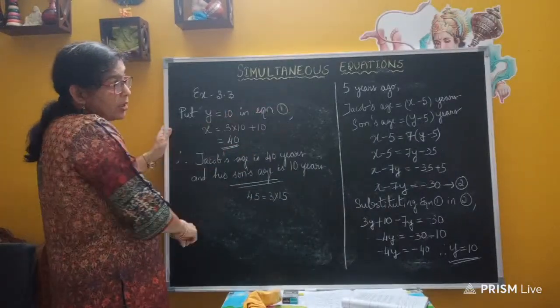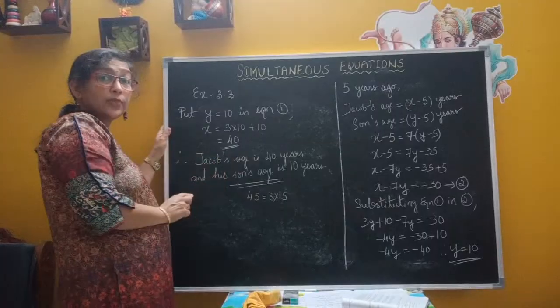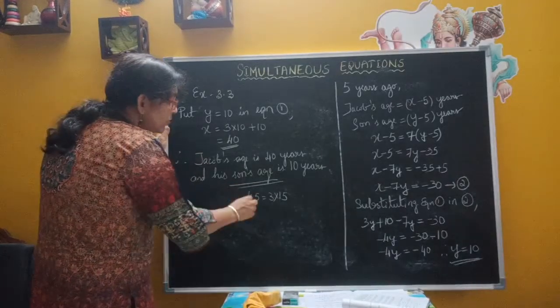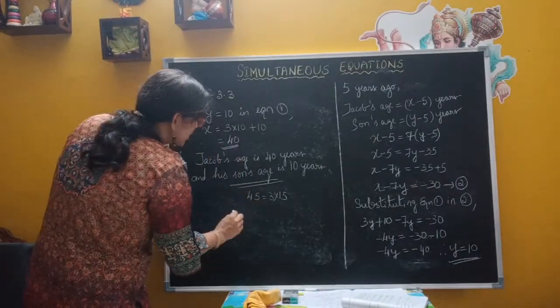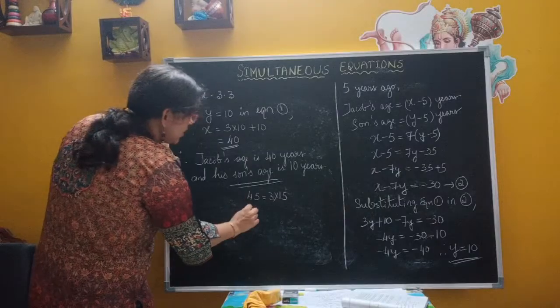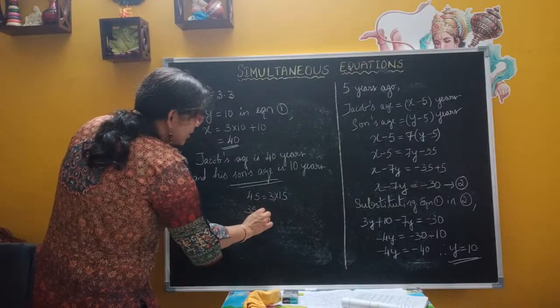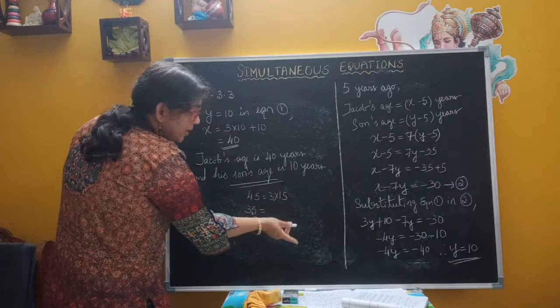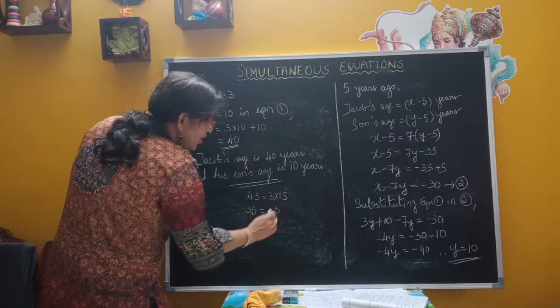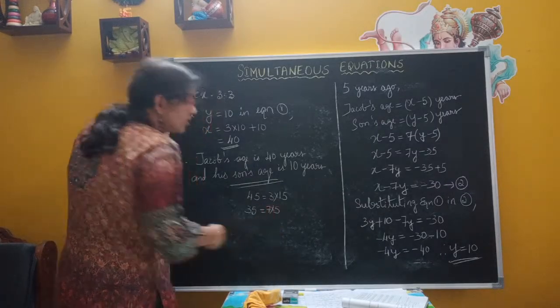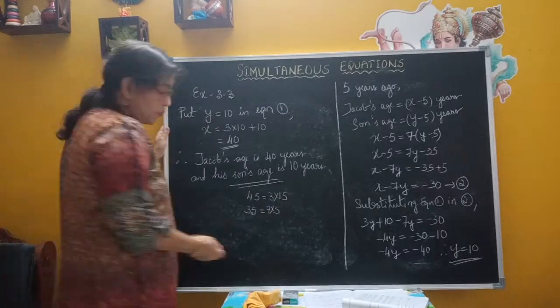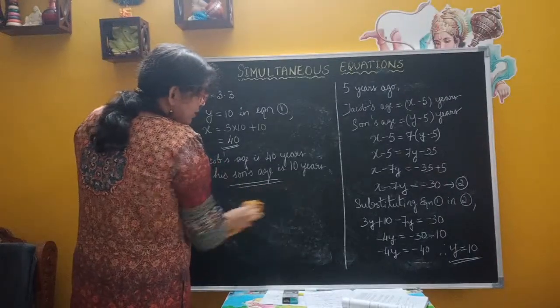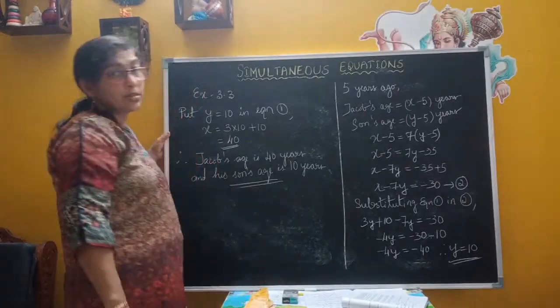Similarly, the other one: before 5 years, that means 5 years ago. Jacob's age 5 years ago will be 40 minus 5, that is 35. Then the son's age 5 years ago is 10 minus 5, it is 5 years. How many times more? 35 is 7 times 5. Okay, 7 times more. So our condition is satisfied and we got correct answers.